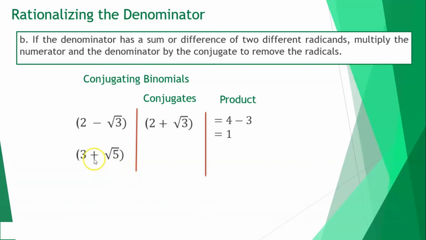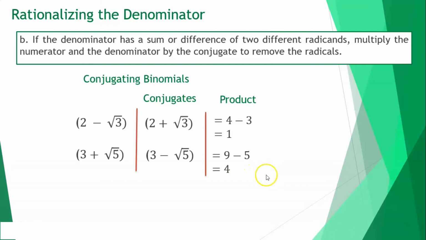Okay, another. 3 plus square root of 5. So the conjugate here would be 3 minus square root of 5. So again, when you say conjugate, you simply make the binomials a sum and difference of the same roots, in which its product is the difference of two squares. So square the first, that would be 9, and squaring square root of 5, that would simply be 5. So 9 minus 5, this would simply be 4.